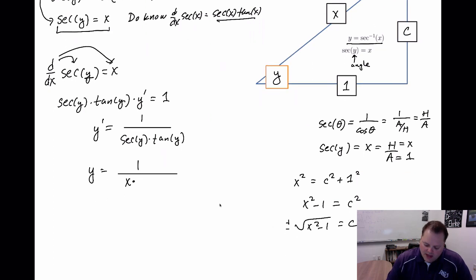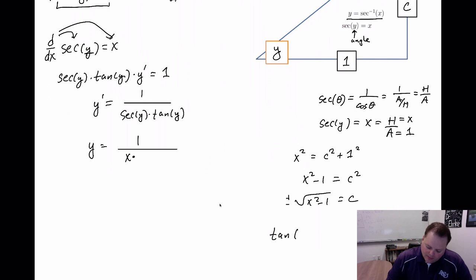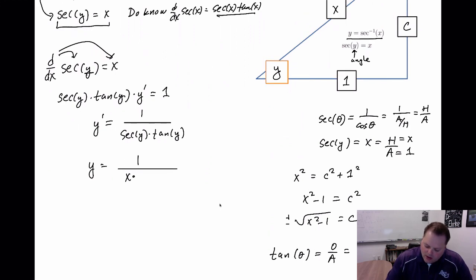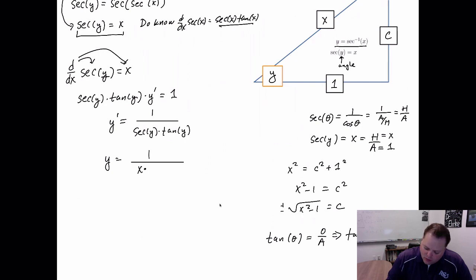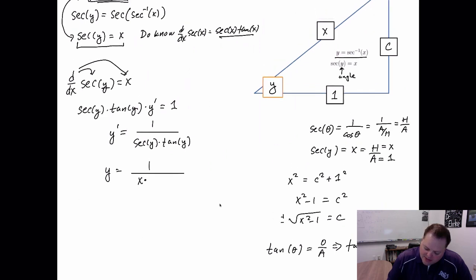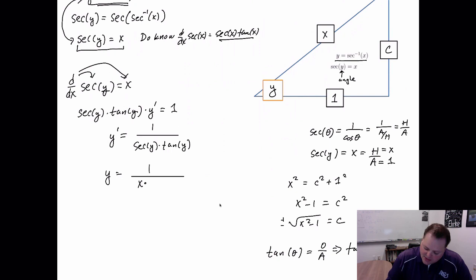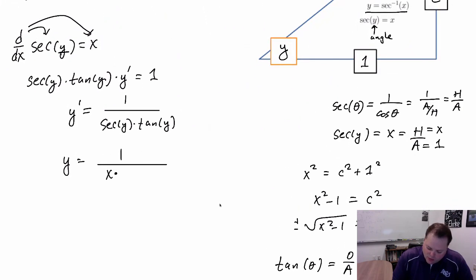Well, if you recall, tangent of an angle is opposite over adjacent, which for this triangle implies the tangent of y is the opposite side to y, which is c, but c is the square root of x squared minus 1, over the adjacent side, which is 1. So the tangent here is square root x squared minus 1, depending on, once again, where y is.